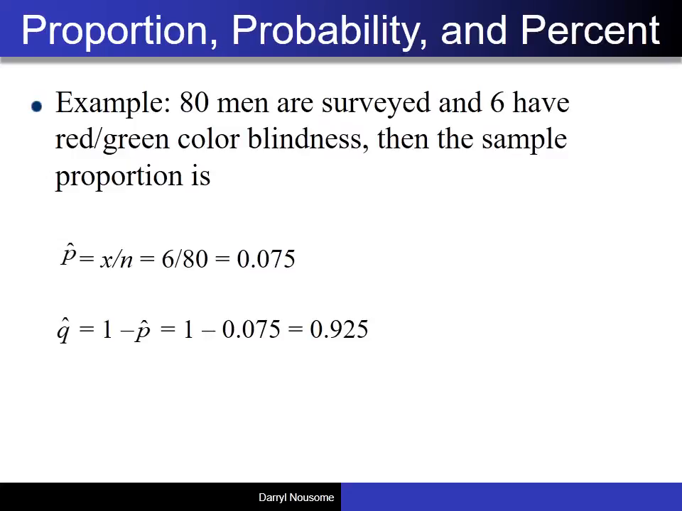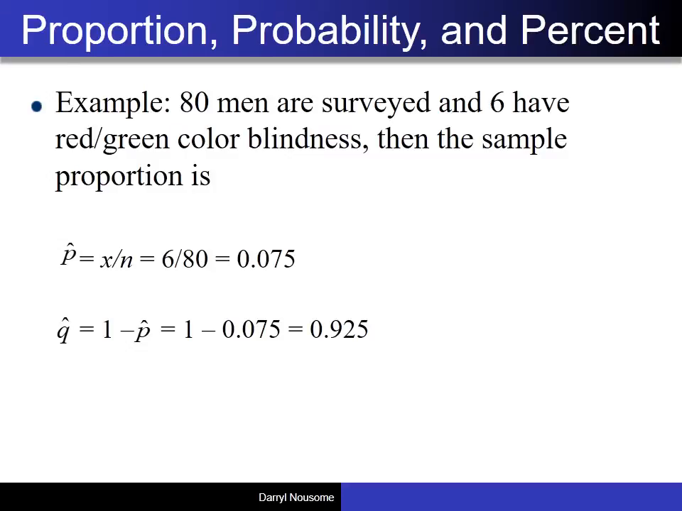This is the same example as before. Now we can express it either as a proportion, a probability, or a percent. So regardless of what you're doing, if you say you have those 80 men and 6 have red-green color blindness, that sample proportion, even though it's 7.5% or 0.075, should represent our population proportion of what's happening.